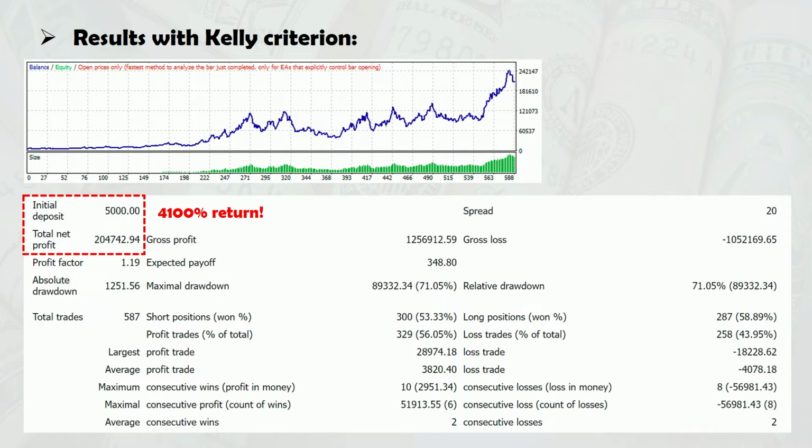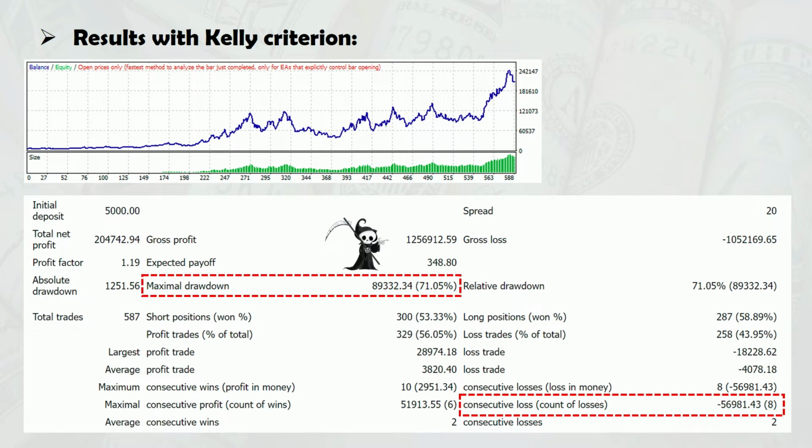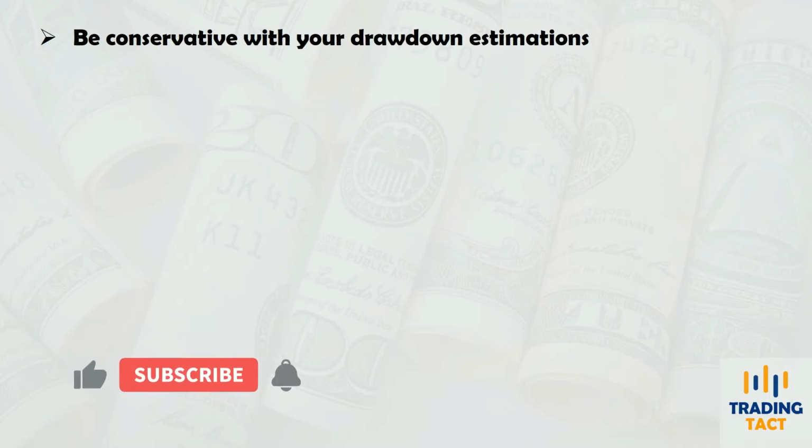Returns are only part of the equation though. Unfortunately, with an 8-trade losing streak, the strategy had a whopping 71% maximum drawdown. With such a drawdown, you'll need 250% returns just to break even. This is the price to pay if you're after massive returns. It's easy to overestimate the amount of drawdown you can tolerate in real time.